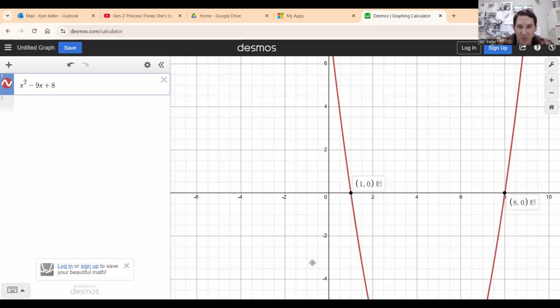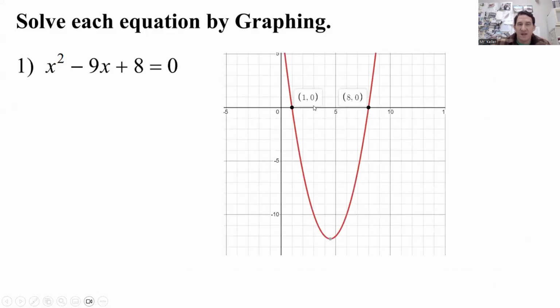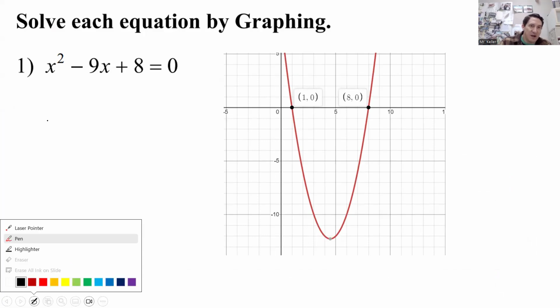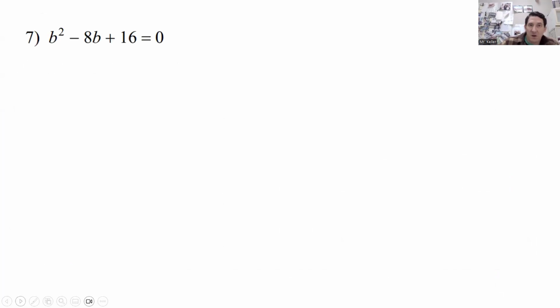Let me bring up our presentation again. There we go. So next slide should be the graph. So we can see the solutions are 1 and 8. So you guys will be using Desmos. Just put it in there. X is equal to 1 and 8. So quadratics can have 2 solutions. All right. And we talked about that when we were solving using square roots.